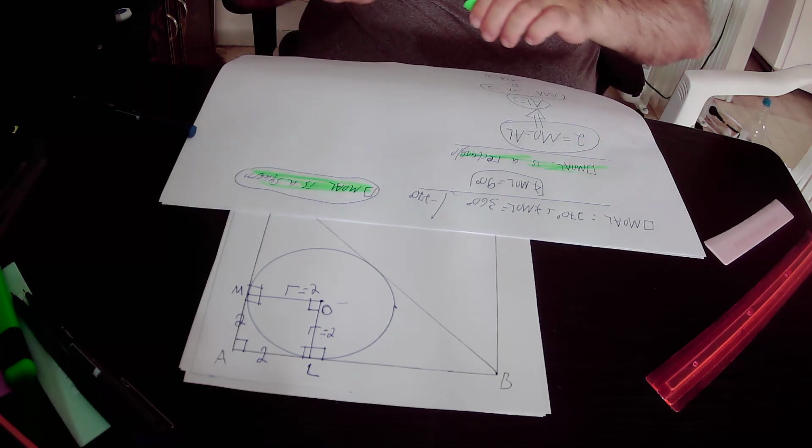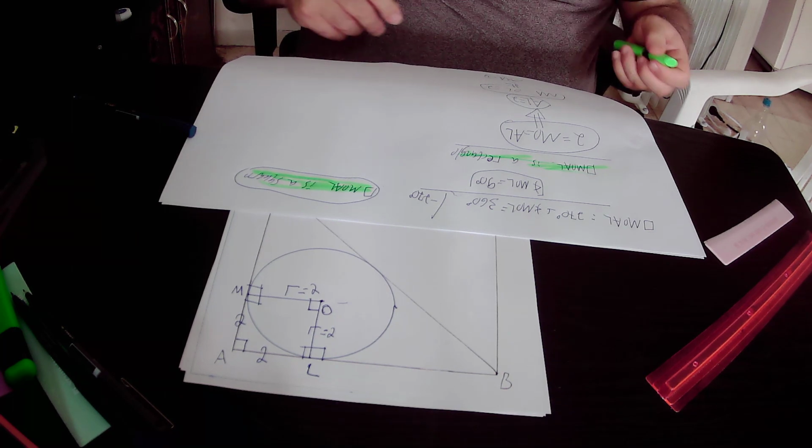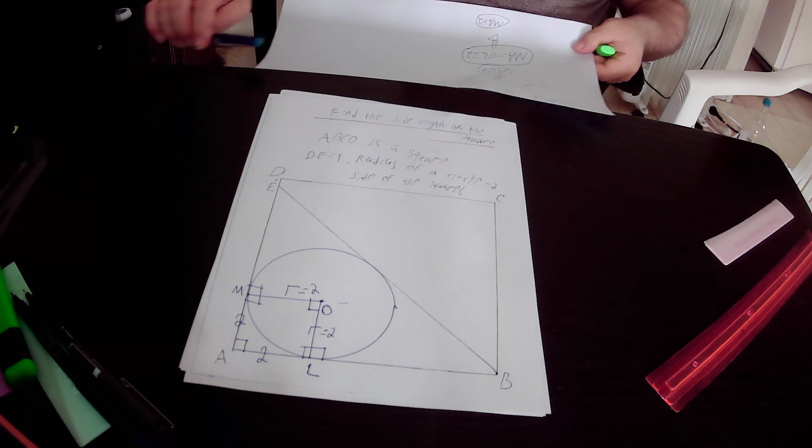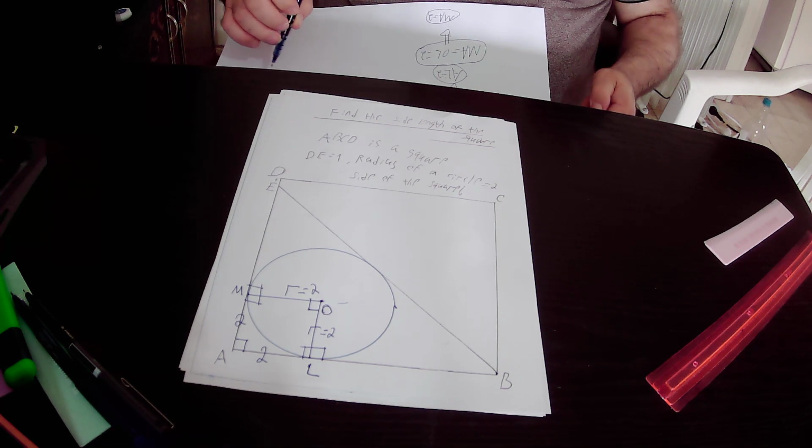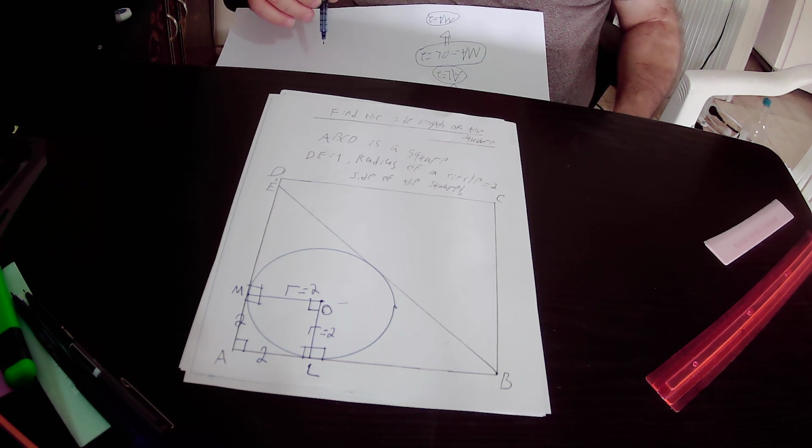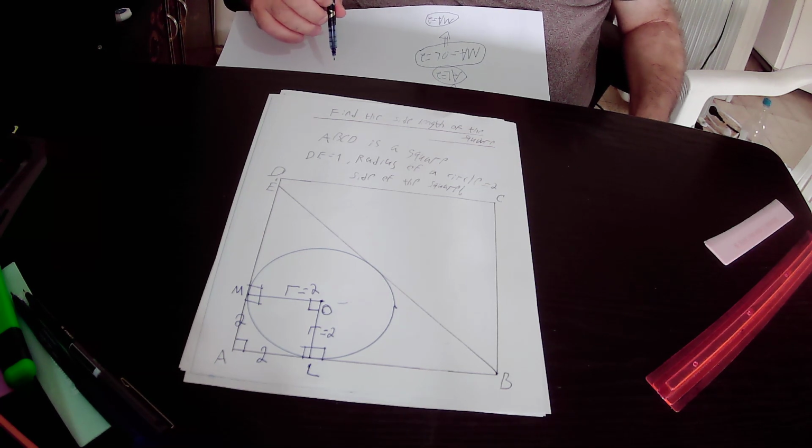In the next step, I will present to you the second rule, that is rule number 2. According to rule number 2, the lengths of two tangents from a common external point to a circle are equal.